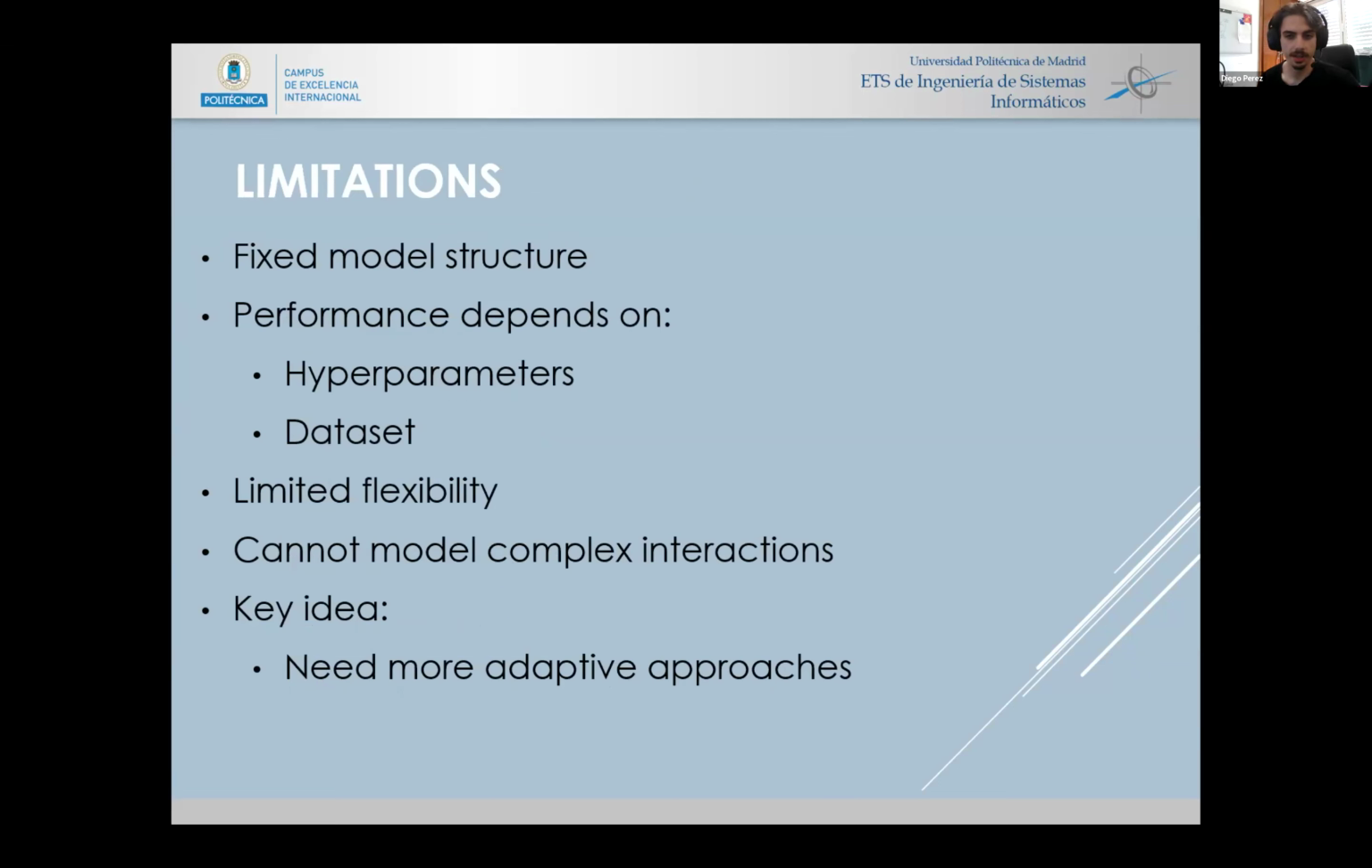Although matrix factorization is very effective, it also has several important limitations. First, these models usually have a fixed structure, which means that they cannot easily adapt to different types of data or user behavior. In addition, their performance strongly depends on the selection of hyperparameters, such as the learning rate or the number of latent factors. This makes the optimization process difficult and often requires manual tuning. Another important limitation is that these models have limited flexibility when trying to capture complex interactions between users and items. Because of these limitations, there is a need for more adaptive and flexible approaches that can improve prediction accuracy.